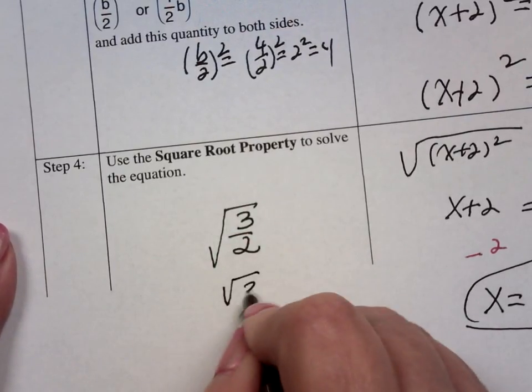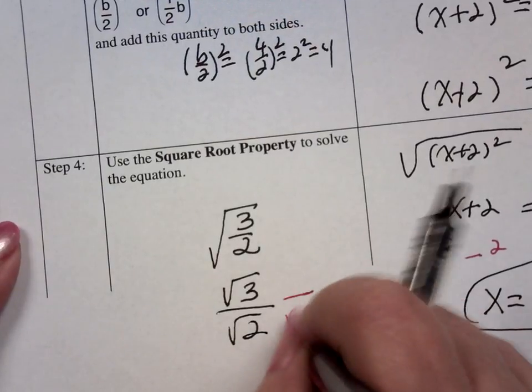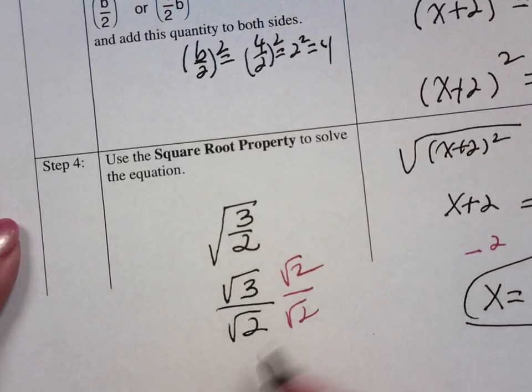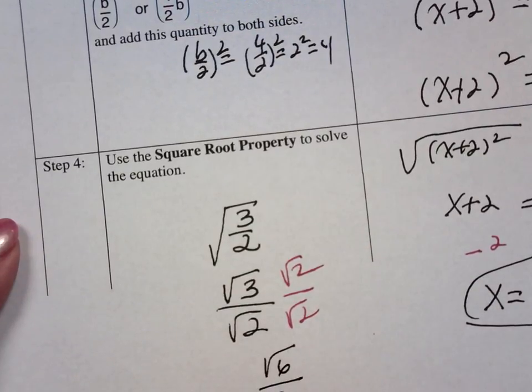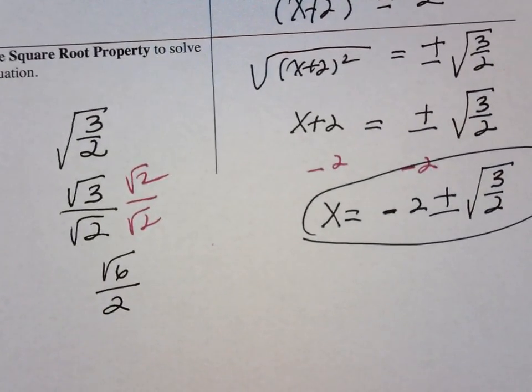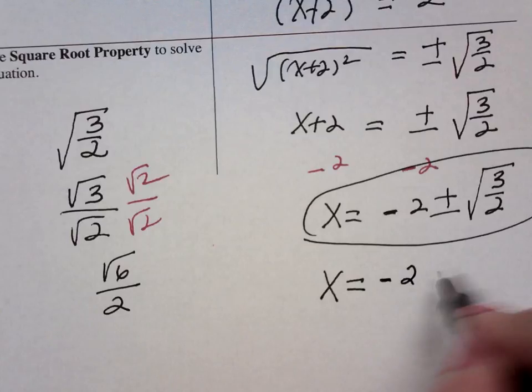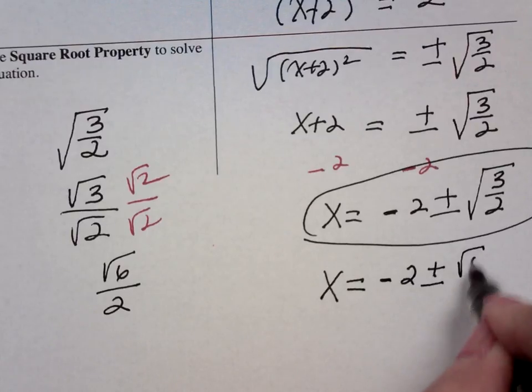Square root of 3 halves is the square root of 3 over the square root of 2. What do you see? A radical in the denominator. So what would they do? Crappy book that they are. Rationalize the denominator, yeah. So this is the square root of 6 over 2. So your alternative answer, just in case, is minus 2 plus or minus the square root of 6 over 2.